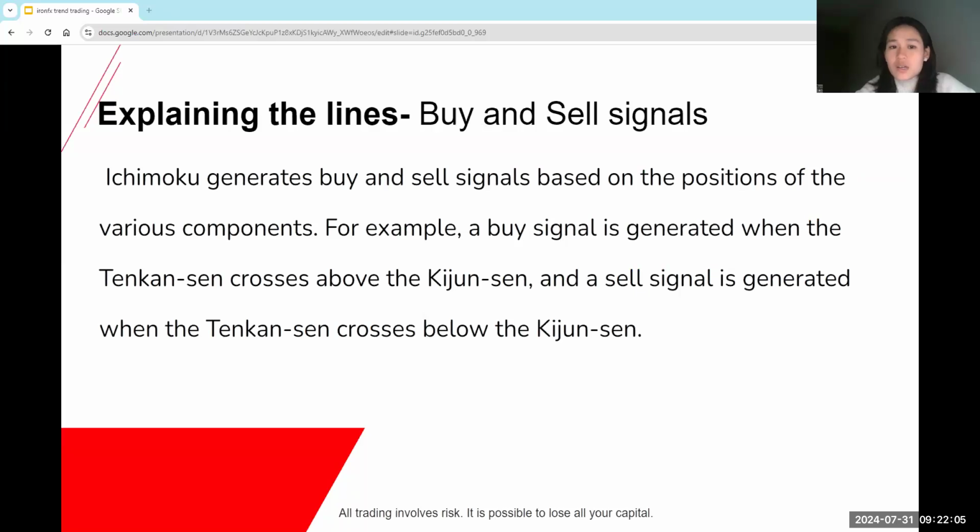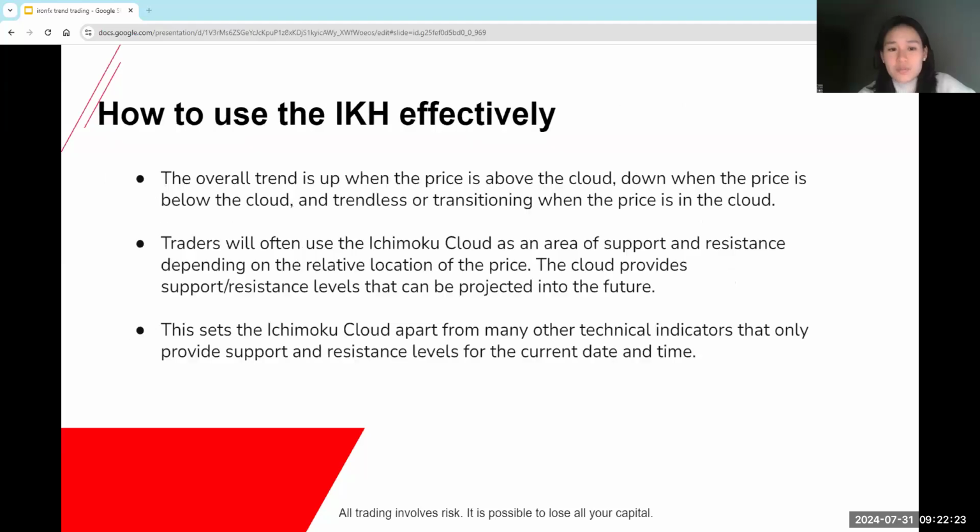Lastly, you can also use it for buy and sell signals based on the positions of the various components. A buy signal is generated when the Tenkan-sen crosses above the Kijun-sen, and a sell signal is generated when the Tenkan-sen crosses below the Kijun-sen.